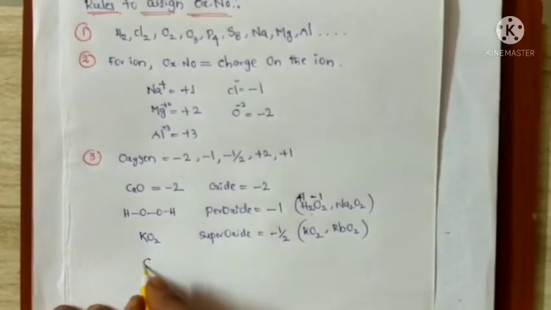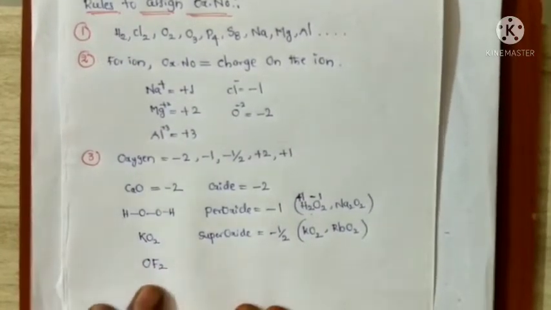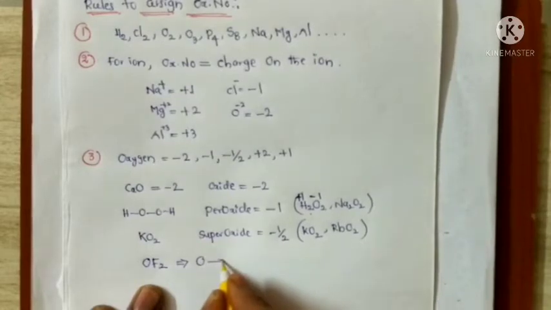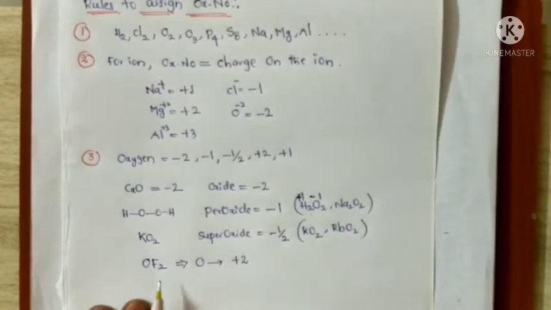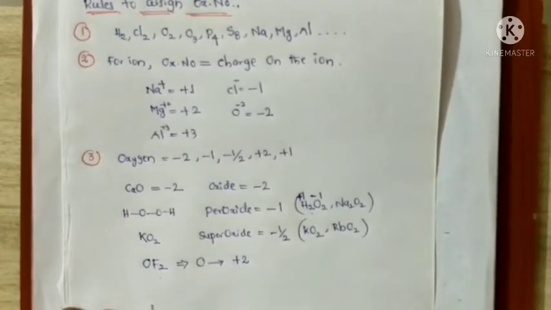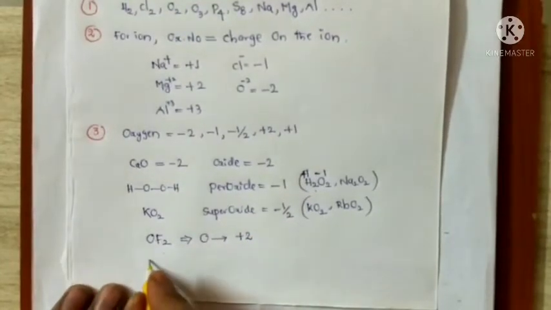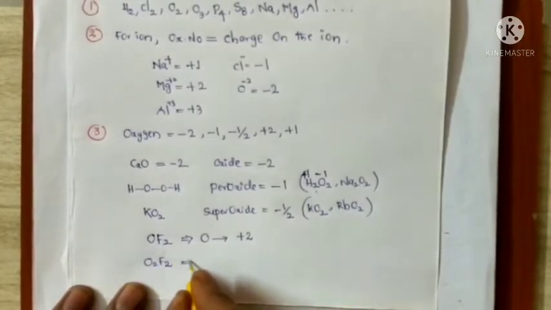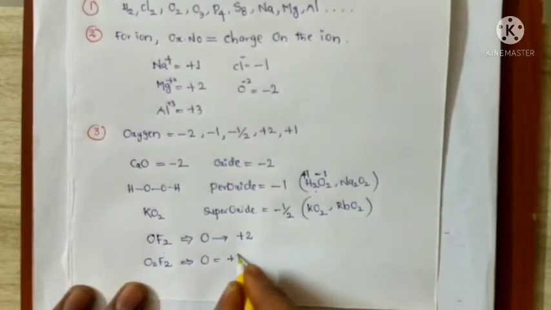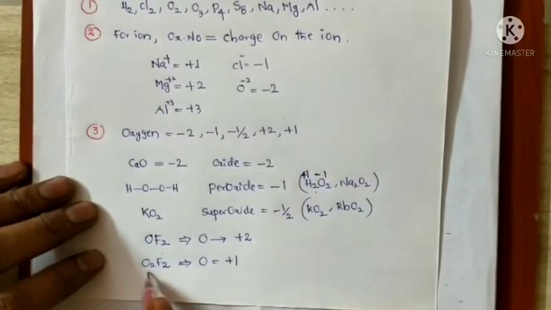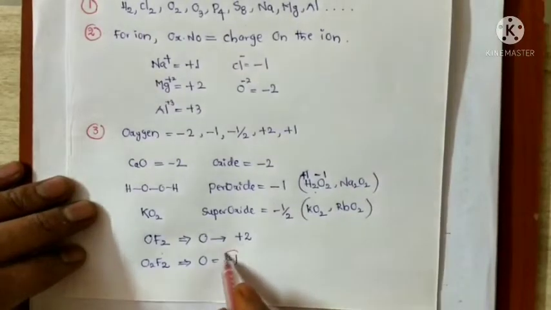Sometimes, in oxygen difluoride, the oxidation state of the oxygen is +2. How much is the oxidation state? A +2 oxidation state. Next one is O2F2, dioxygen difluoride. In this the oxidation state is +1. So oxygen can exhibit different types of oxidation state. In dioxygen difluoride, it exhibits the +1 oxidation state.